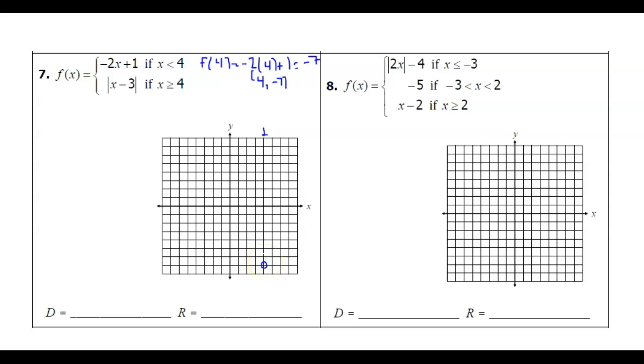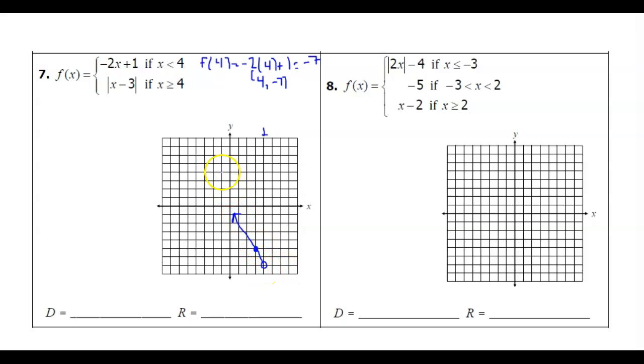I'm going to rise up 2, and then I'm going to go to the left 1. So here we go: I go up 2, 1, 2, and I go to the left 1. So that's my negative slope, and I know another point on this line right here. Okay, I'll go ahead and draw my line for the left side, the negative values.